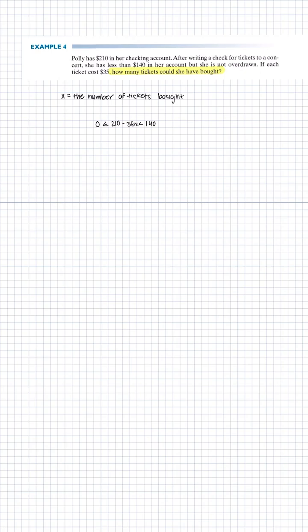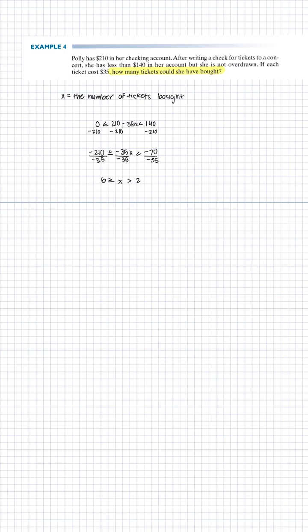So now we just have to solve. First we're going to subtract 210 from all sides, from the 0 and from the 140. And that should leave us with negative 210 is less than or equal to negative 35x, which is less than negative 70. And now we're going to be dividing all of these sides by negative 35, not just 35. And then we also have to switch around our inequality symbols because we're dividing by a negative. And what you should be getting is 6 is greater than or equal to x, which is greater than 2.